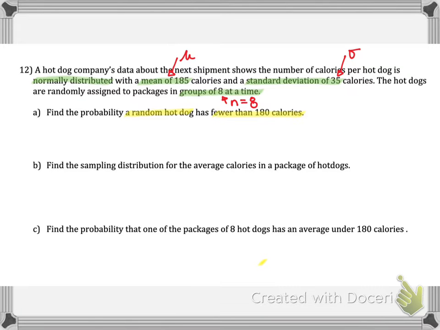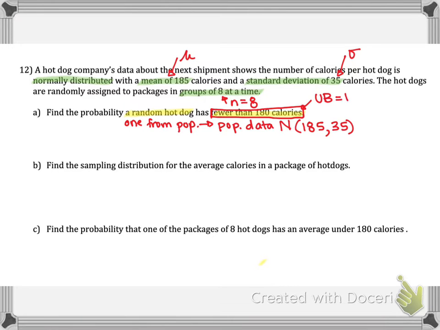Okay, so first of all, this is one from the population. So that means we're going to use population data, which looks like a normal model with a mean of 185 and a standard deviation of 35. This language, fewer than 180 calories, is telling us that we are given our upper bound as 180, and we want to go below that.